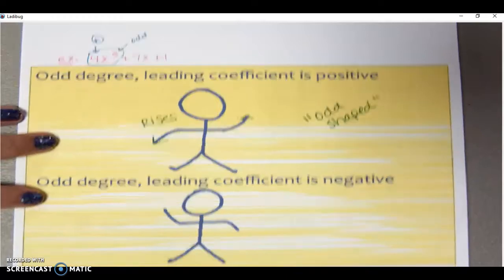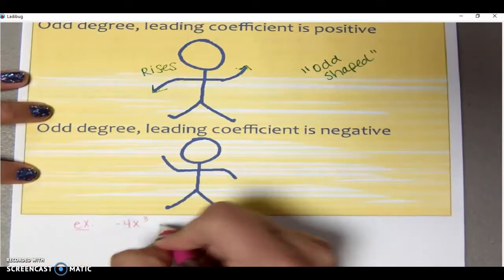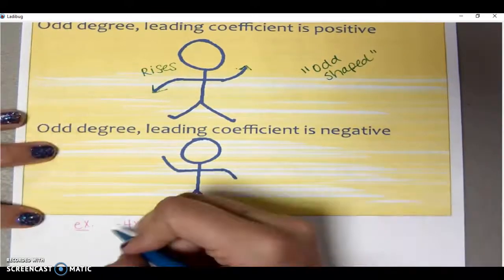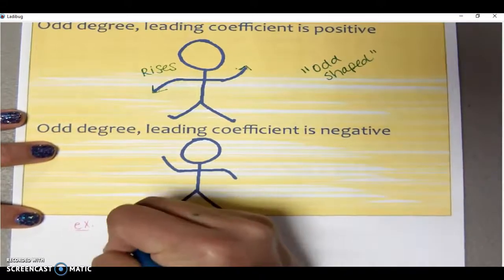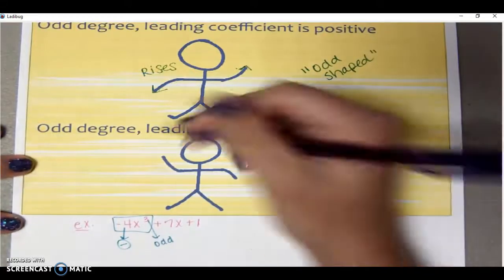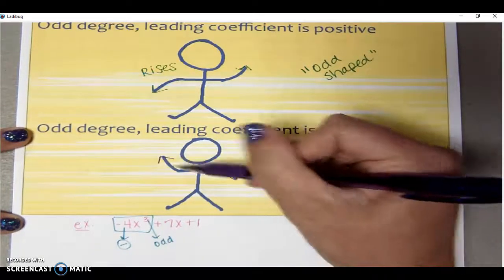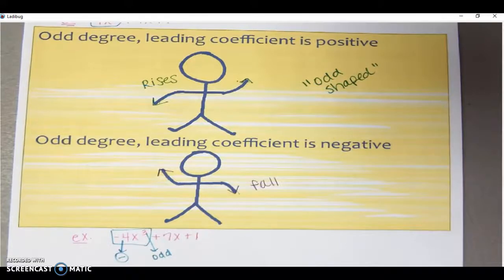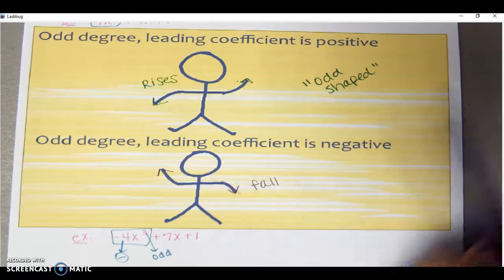So then another example, let's say we have negative 4x cubed plus 7x plus 1. So negative 4x cubed is our highest exponent. The degree there is odd, and the leading coefficient that goes with it is negative. So because it is negative and odd here, it's going to fall from left to right. It starts out up and then it's going to go down. Okay, so odd is odd shaped. Even, they go the same way. When you're working with odd, if it's positive it rises, if it's negative it's going to fall.